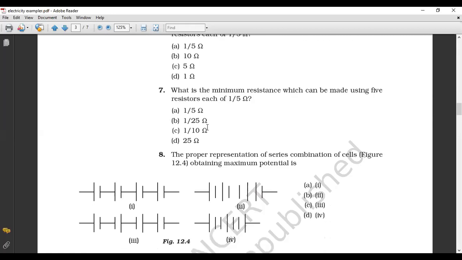7th question. What is the minimum resistance that can be made by using 5 resistors of 1 by 5 ohm each? Dear students, we have to solve this by putting all these resistors in parallel combination. So when we put all 5 resistors in parallel, 1 over (1 by 5 plus 1 by 5, 5 times), it becomes equal to 1 by 25. It's also a calculation part. You can easily solve it by just doing calculations.